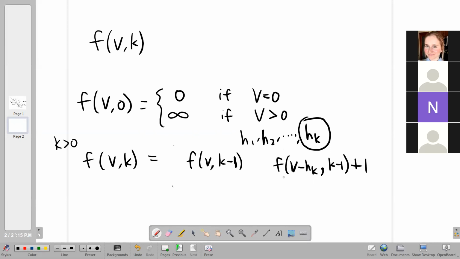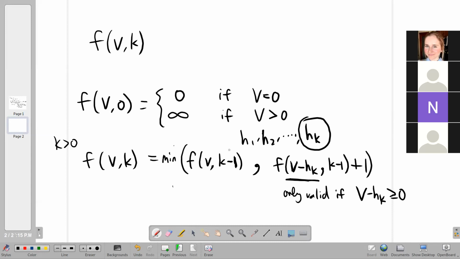And these are the only two choices. Either I use the last package, or I don't. So I take the minimum of these two, and that's my answer. Now there's always some trickiness here. This is only valid if V minus HK is greater than or equal to 0, right? So if you're trying to make 5 hot dogs and you have a package of 10, you just can't use it. So only look at this term if you can actually use that package. And that's basically it, right?